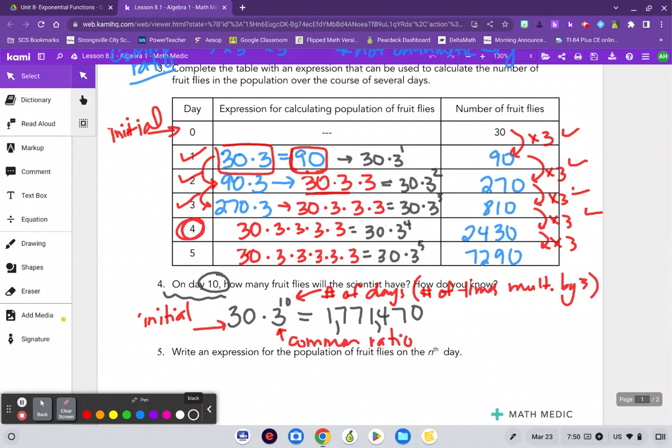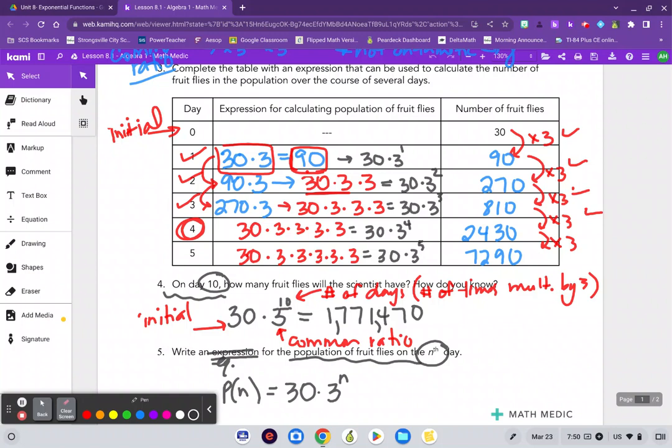So 5 says, write an expression for the population of fruit flies on day n. Okay, so let's see. I've got 30 as my initial. I'm multiplying by 3, but instead of 10 days, I'm going to put n for days. And then it does say write an expression, but I actually want to turn that into an equation. And so I'm going to say population after n days. So I got 30 times 3 to the n.